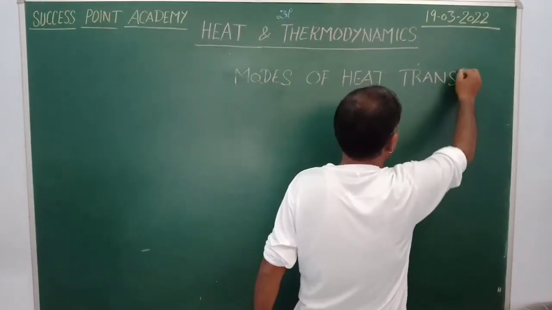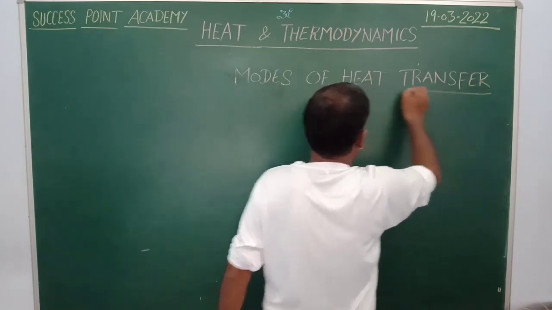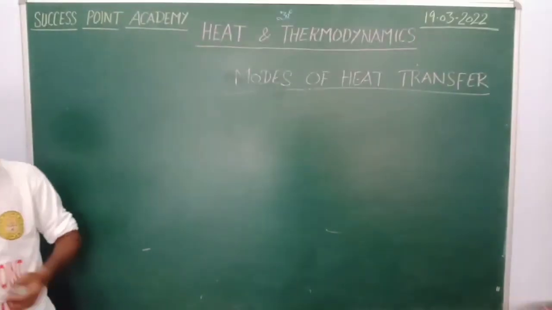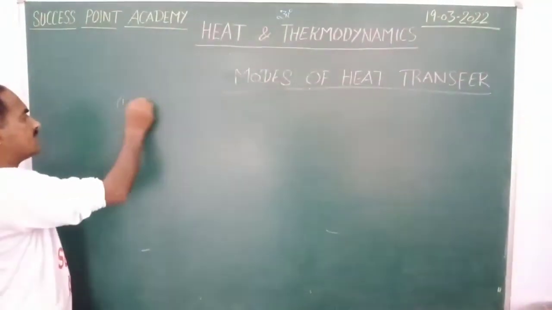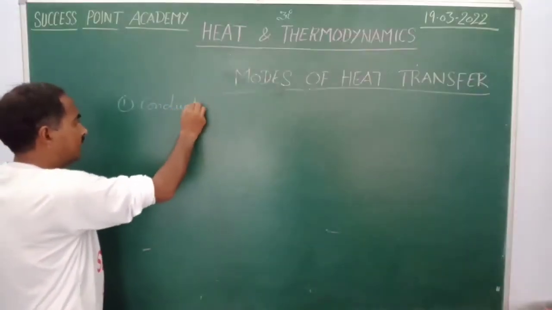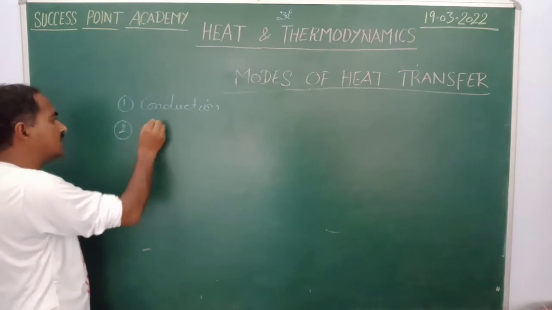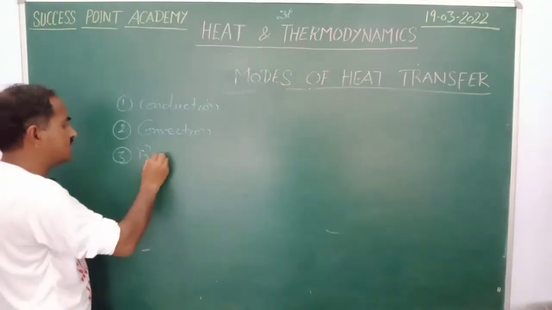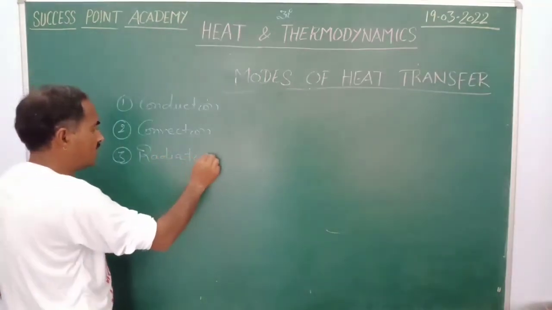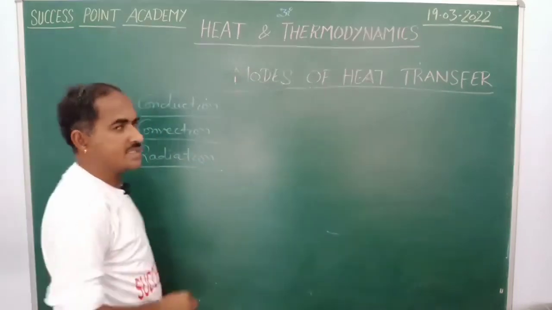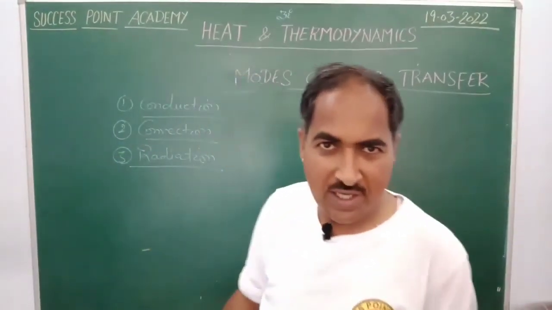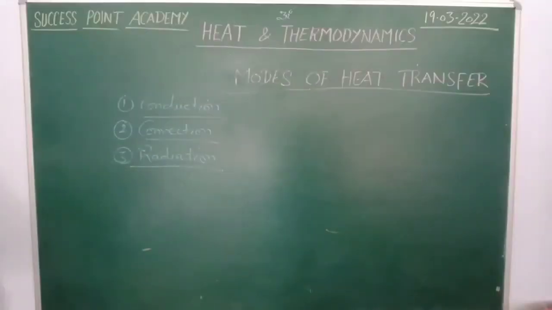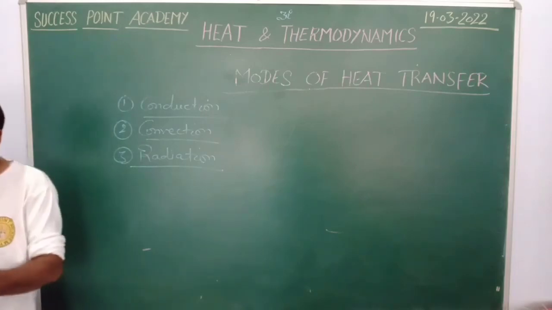What are the modes through which heat transfer takes place? So there are three modes of heat transfer. Number one is conduction, number two is convection, and number three is radiation. Now try to understand conduction, convection and radiation, and what happens in each of these.